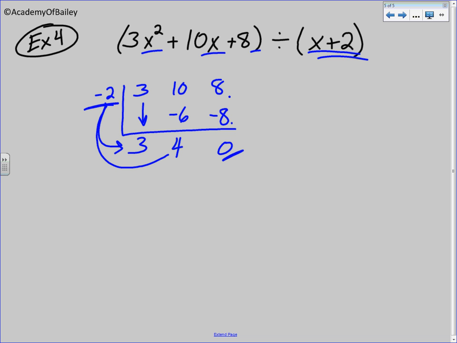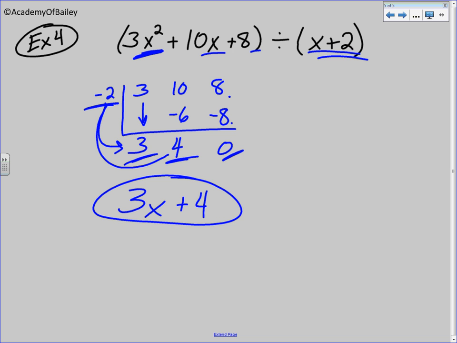So let's look here now. We started out with x squared, so this should be x. 3x, that's a positive 4, plus, well, there's no remainder, so we don't need to add anything else to it. And so that's where we're at. That's all we have on synthetic division.